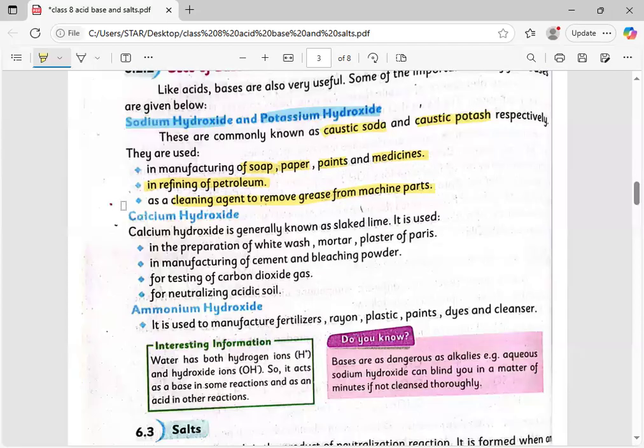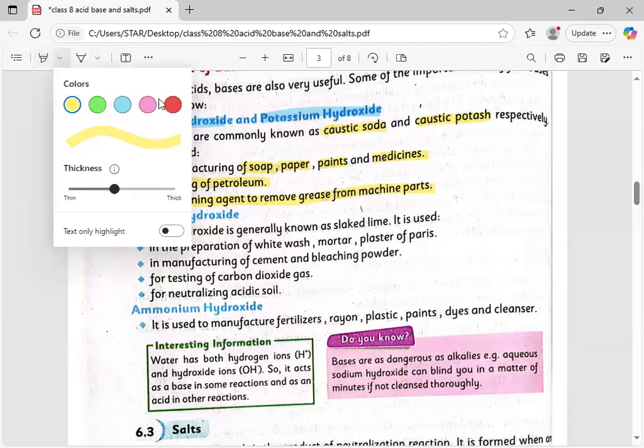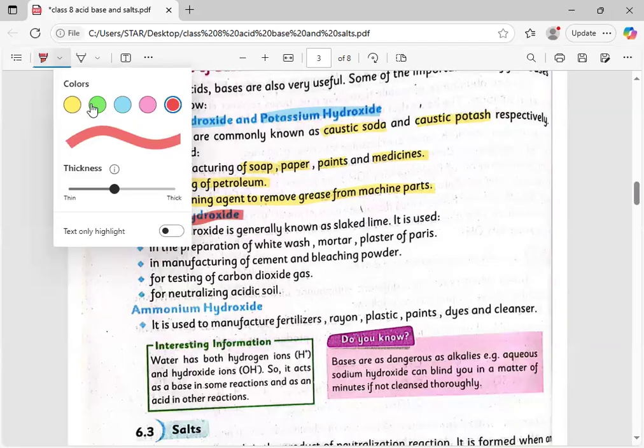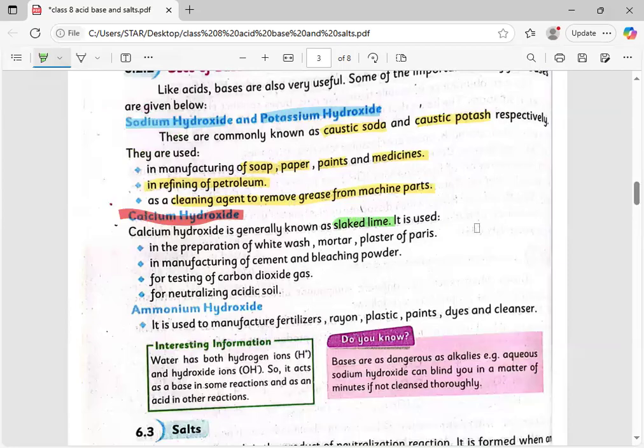Now we have a second base, that is calcium hydroxide. Calcium hydroxide is commonly known as slaked lime. You must be aware of these common names because these names can be asked in the exam and in the CTs or MTs. So you must be aware of these.